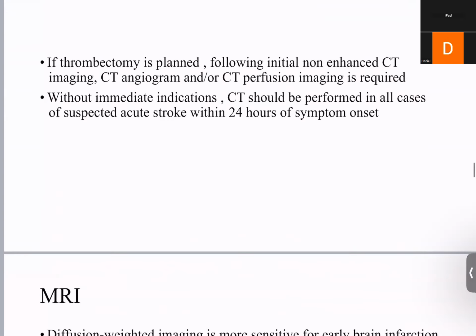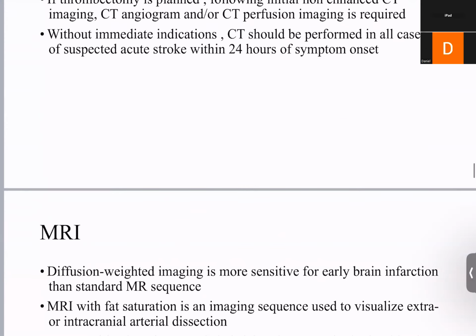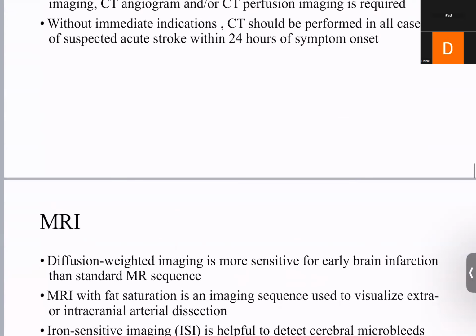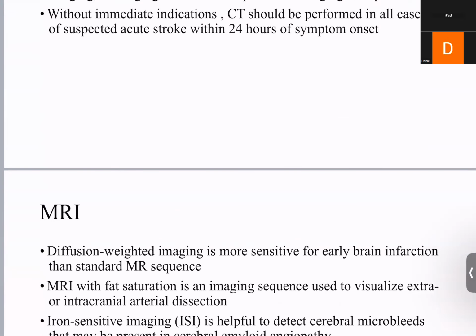Again, if a thrombectomy is planned, following the initial non-contrast CT angiogram, and if required, CT perfusion imaging can be done. Without immediate indication, like I mentioned above, CT should be performed in all cases of suspected stroke within 24 hours of neurological symptom.